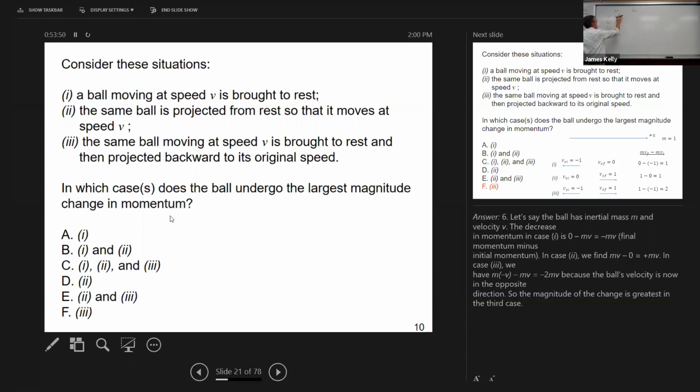No, not 2 meters per second. Let's have it going at 1 meter per second. That's going to be my speed v. And then the final, it's at rest. In situation 2, it starts out at rest, and it ends up going at 1 meter per second. And in situation 3, it starts out going in this direction at 1 meter per second, and then it ends up going in this direction at 1 meter per second. That's a particular incarnation of what's being described here.